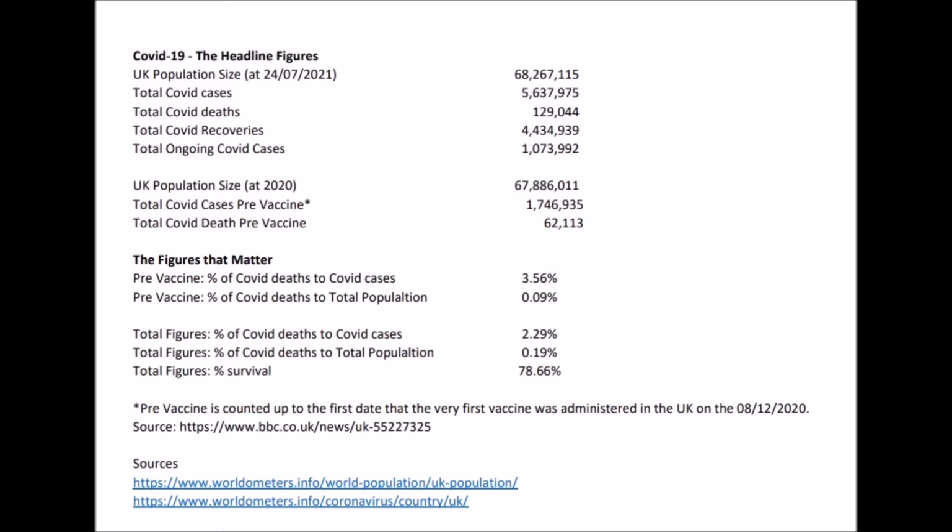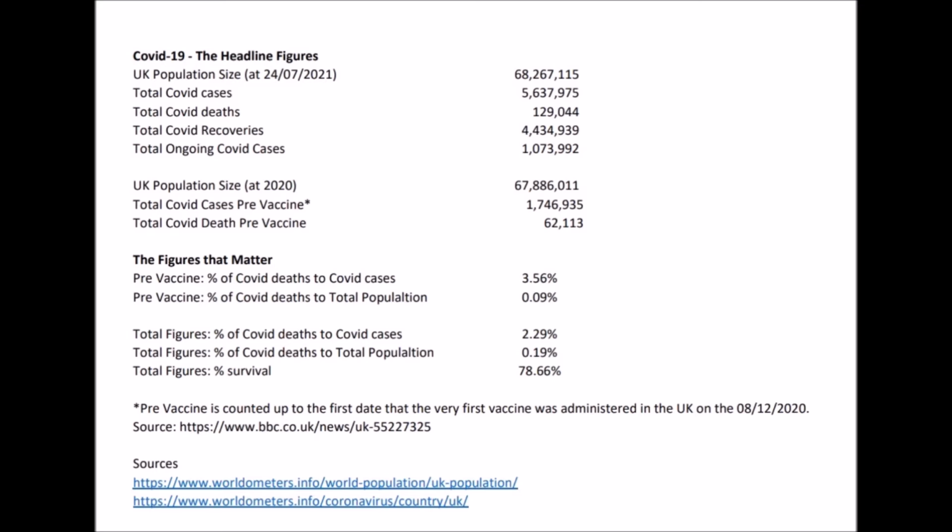Pre-vaccine again, the percentage of COVID deaths against the total population. So that's the 67,800,000. That is 0.09% of people died in the population at that point. So if we move on to the total figures, so this is when the first pandemic hit to now, the percentage of COVID deaths to COVID cases is 2.29%. And again, 2.29% of the cases. Total figures of percentage of COVID deaths to population is 0.19%. So all of the COVID deaths only make up 0.19% of the population.